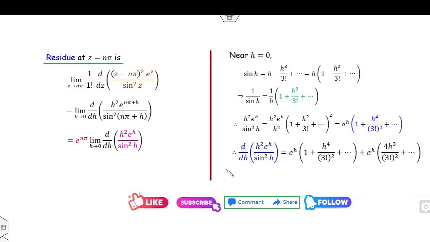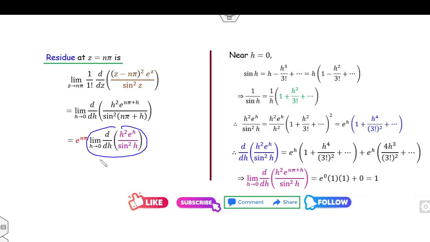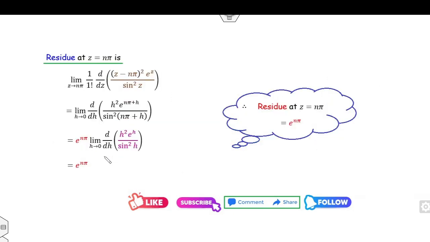Now take the limit as h approaches 0. This value will be 0, this value will be 0, the next value will be 0. E raised to power 0 is 1. So I can substitute the value of this limit as 1. The answer is e raised to power n pi, the required answer of this problem.